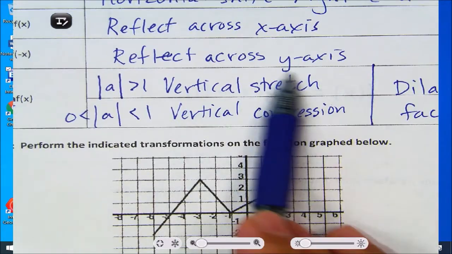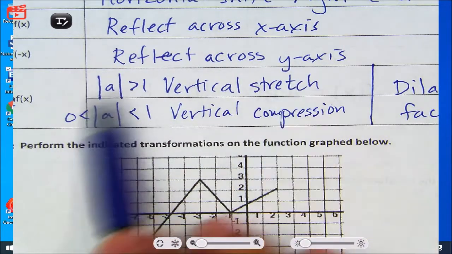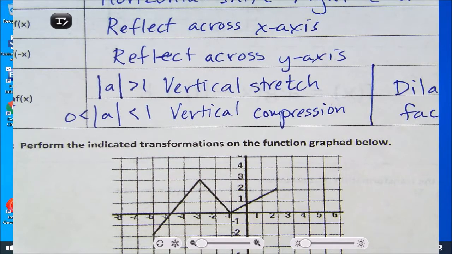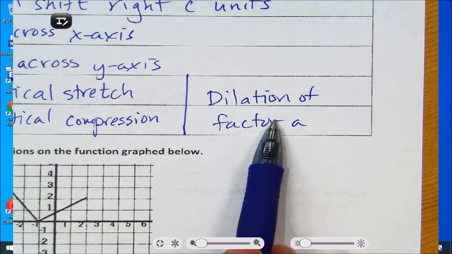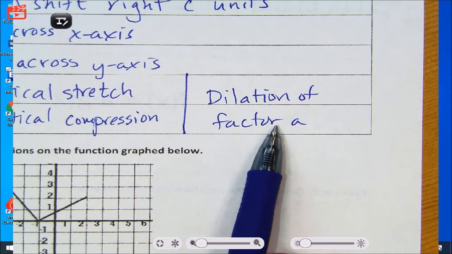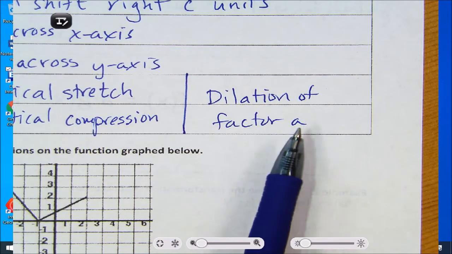Your pre-cal teacher next year talks about this thing. Vertical stretch, vertical compression. They also talk about horizontal stretch and horizontal compression. I'm not even going there. We'll let pre-cal handle that part. I personally just like this, dilation. Did you guys use dilation in geometry? Oh yeah. See, dilation is a better choice.